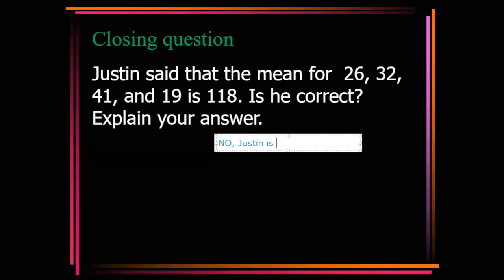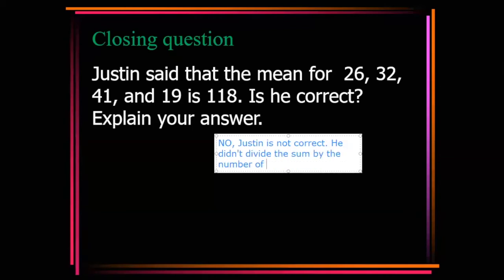So we can say no, Justin is not correct. He didn't divide the sum by the number of addends. Therefore, if we would have divided 118 by 4, yes, Elizabeth and Francois, it is 29.5. 118 divided by 4 is 29.5.